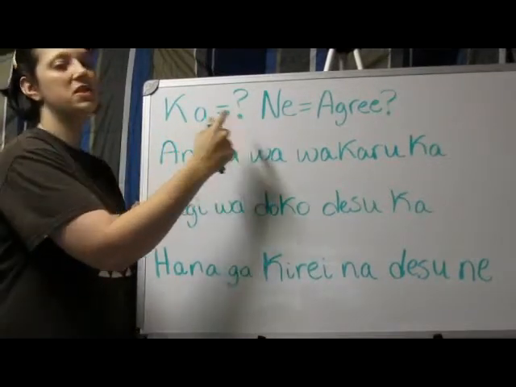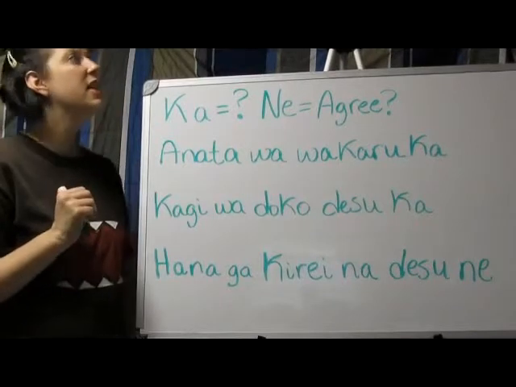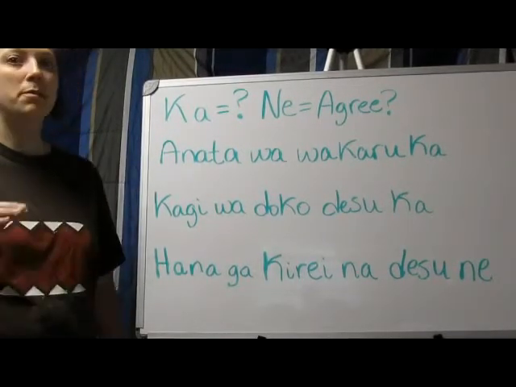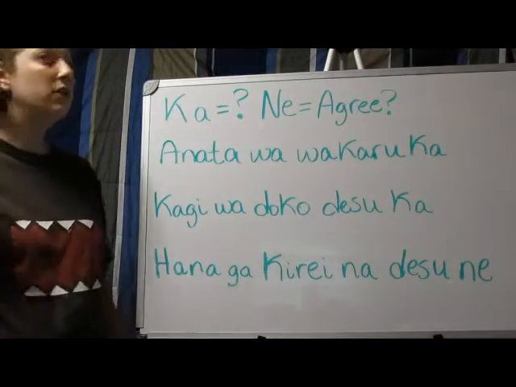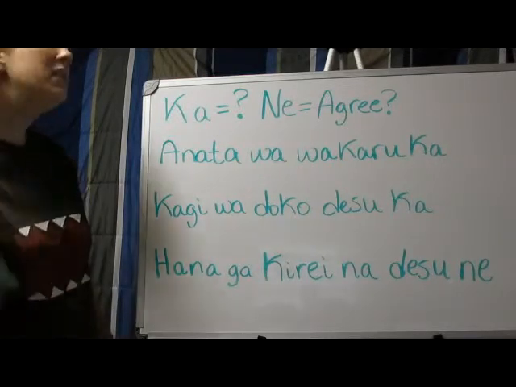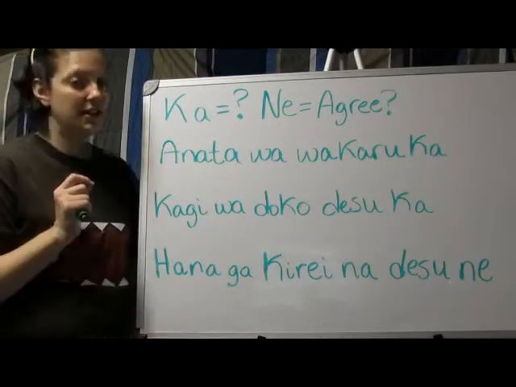Ka is pretty much just a verbal question mark. You just stick it at the end of a sentence and it will automatically make it a question. It can be a sentence that is just naturally a question, or it can be a statement that you're making into a question. Either way. So let's look at an example.